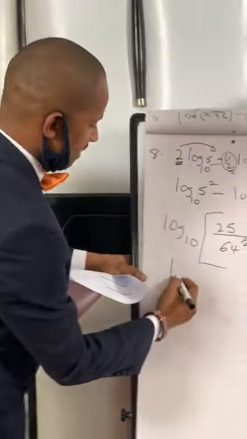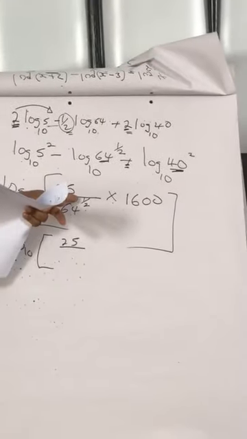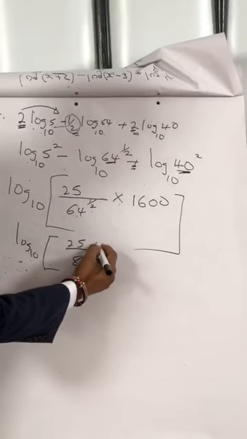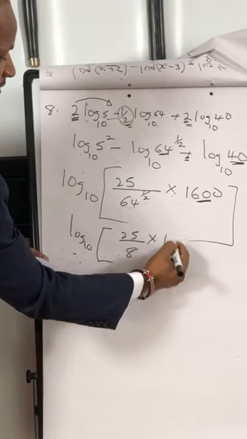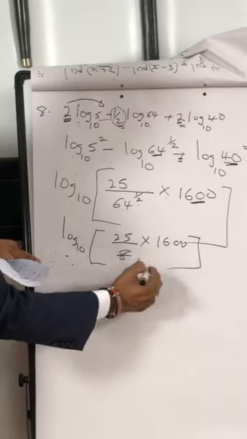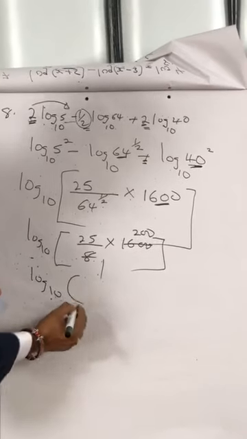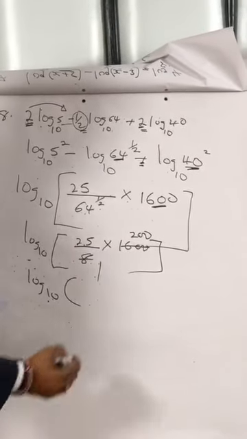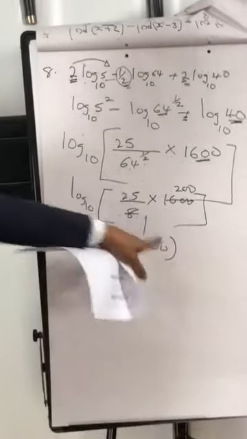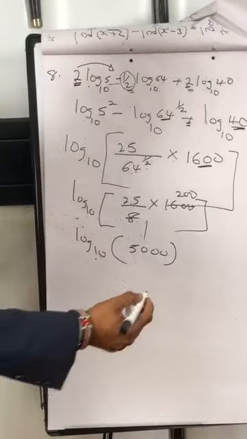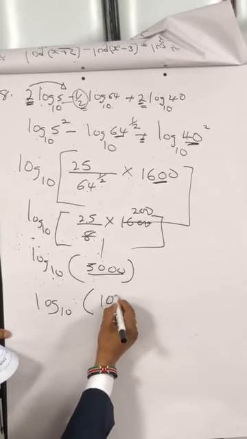Therefore, this becomes log to base 10 into 25 divided by the square root of 64, which is 8, times 1600. So 8 here once, 8 here 200. So here we have log to base 10, 25 times 200 is 5,000. So we have log 5,000 to base 10. We can further simplify this. You can see that this is the same as log to base 10 into 5,000, which can be written as 1,000 times 5.